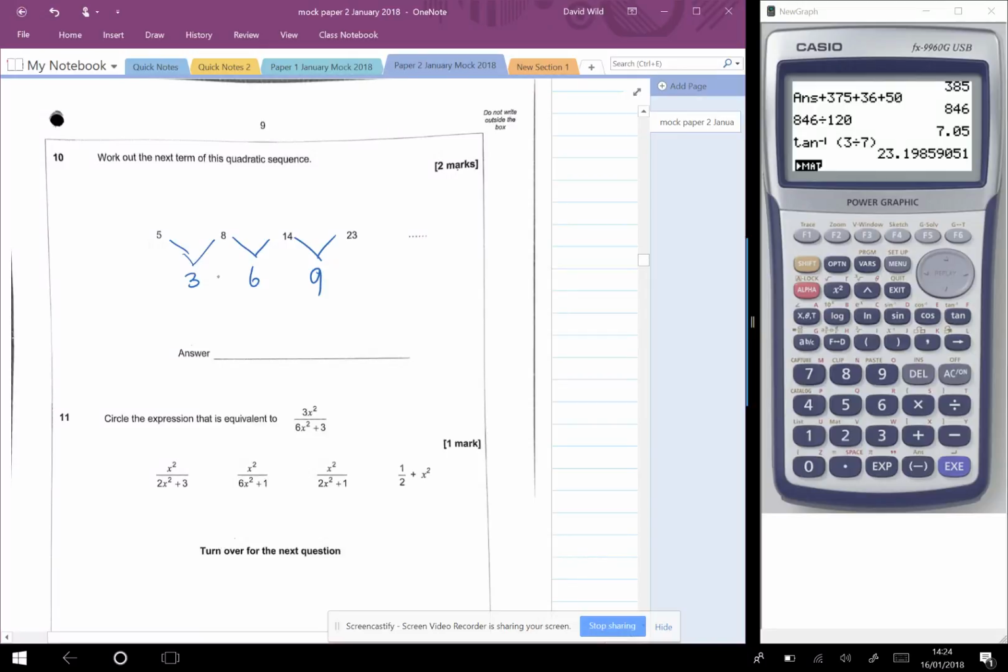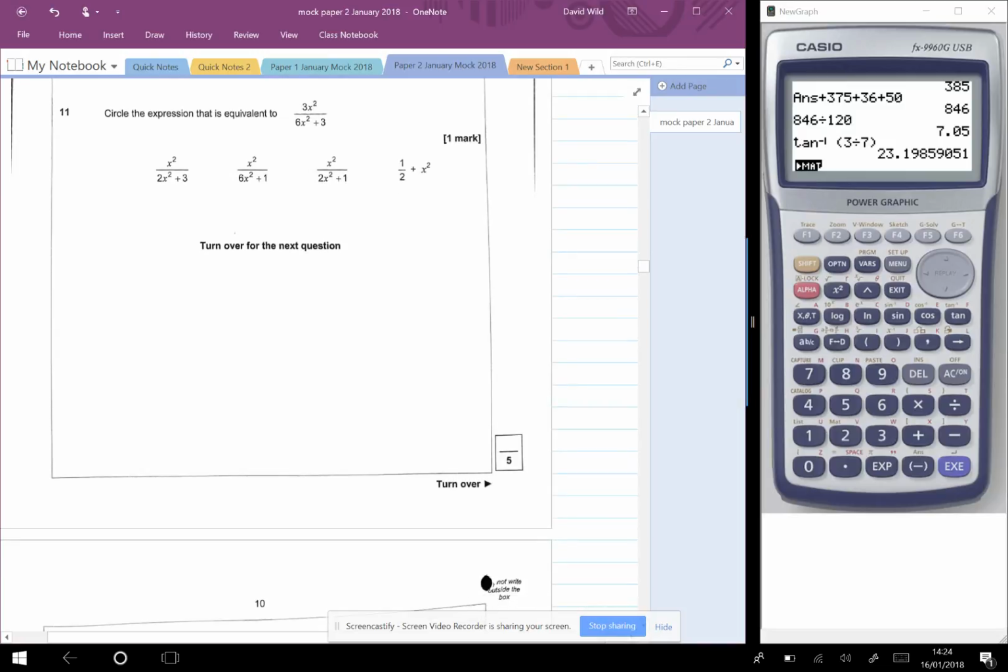So you can see the pattern of the first difference here. This is the first difference. So the next one is going to go up by 12. 3, 6, 9, 12. And therefore this next answer here is going to be 23 plus 12, which is 35. So you don't need a convoluted way of doing that. It's a nice straightforward method.